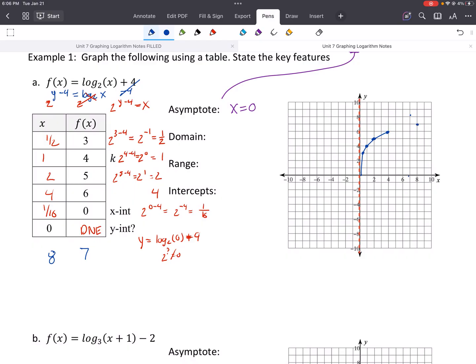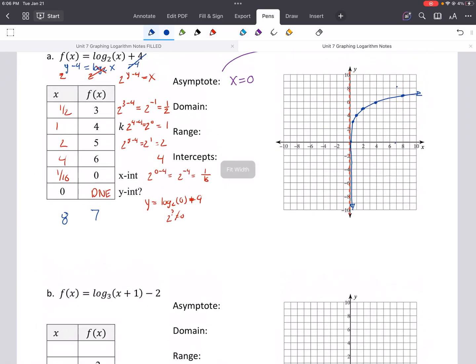8, 7. I had it backwards. Okay, there we go. And this again keeps going down forever. Don't let it cross. Okay. All right, so that's it.